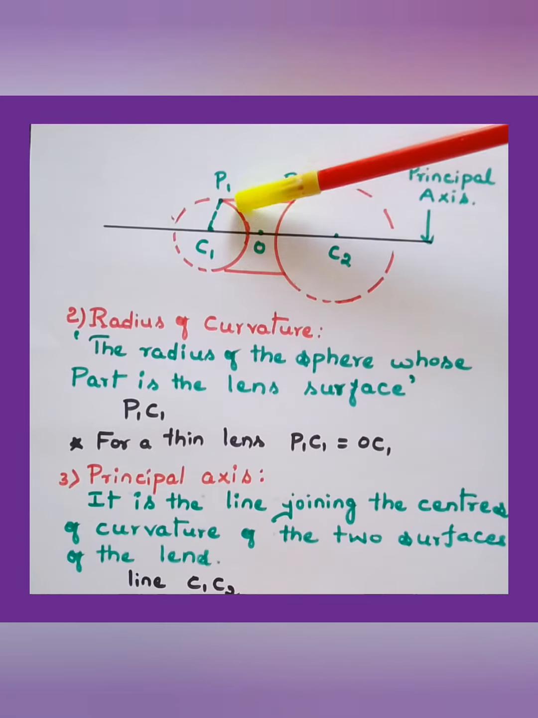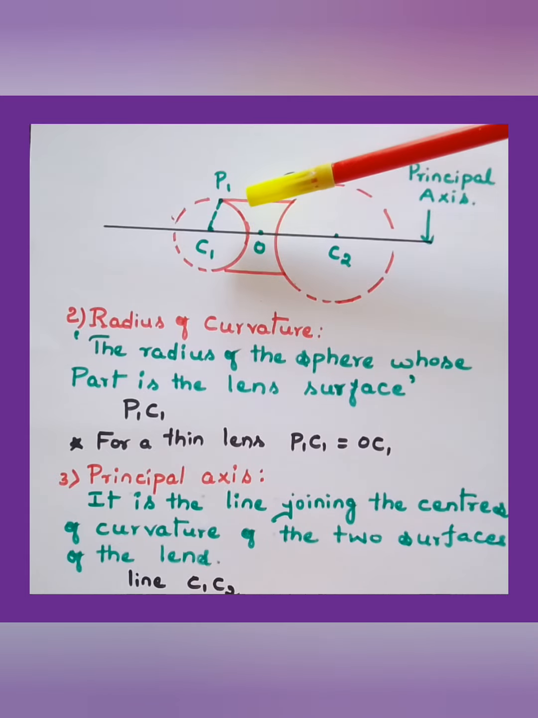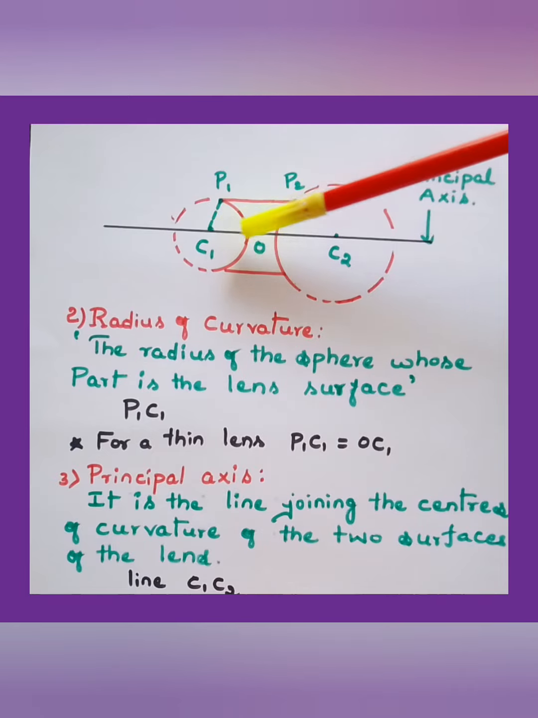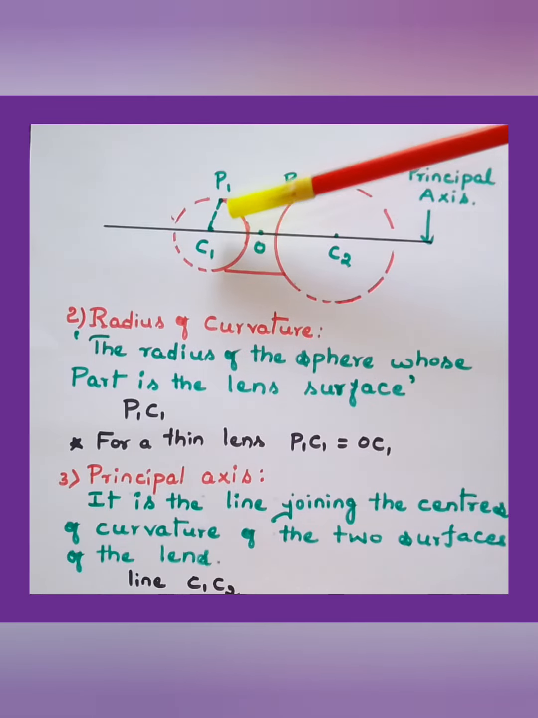But when we compare this P1 C1 value with C1 O, C1 O is a little extra, additional. But for a thin lens, the distance from this lens surface up to O will be very minute comparatively. Hence we can neglect the value and we can equate. For a thin lens, the radius of the sphere is nothing but the radius C1 up to O. Hence we can write for a thin lens P1 C1 is equal to O C1. Okay, for a thin lens only.